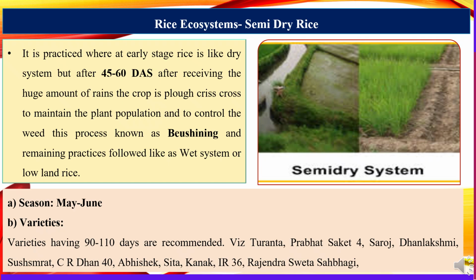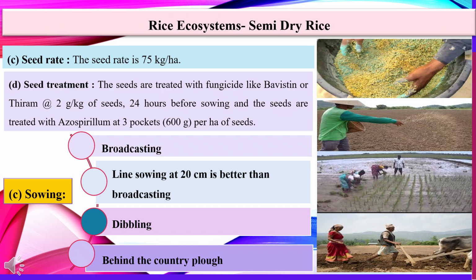Season, May-June sowing. Recommended varieties, 90 to 110 days duration: Turanta, Prabhat, Saket 4, Saroj, Dhanlakshmi, Sushkrat, CR Dhan 40, Abhishek, Sita, Kanak, IR 36, Rajendra Sweta, Sahbhagi. Seed rate, 75 kg per hectare.